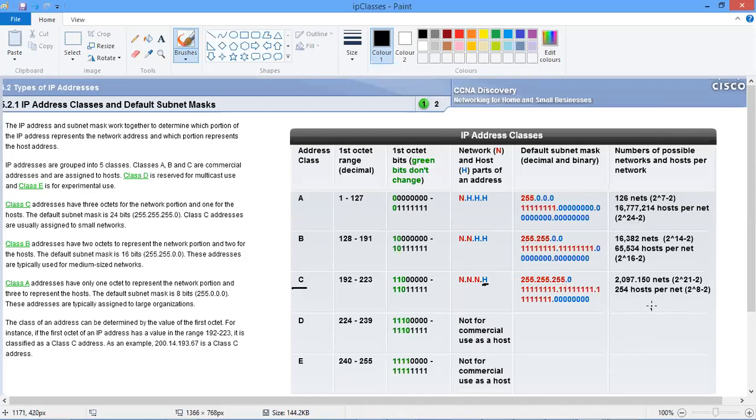So the number of hosts or valid IP addresses you can get per network is going to be 2 raised to the power 8 minus 2. The 2 raised to the power 8 is the number of host ID bits, 8 in number, minus 2. You're going to get 254. The same thing is applicable to what we are doing here.